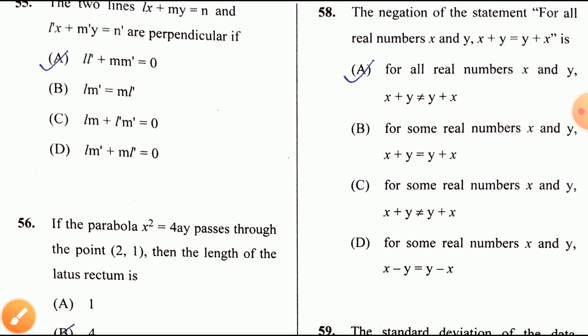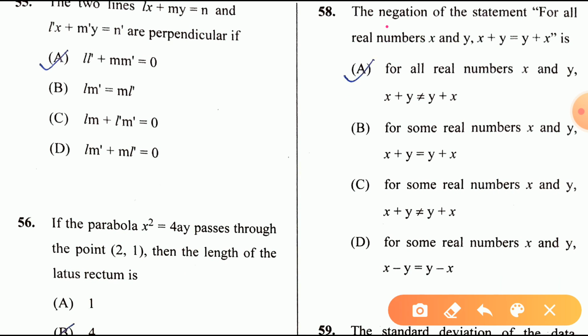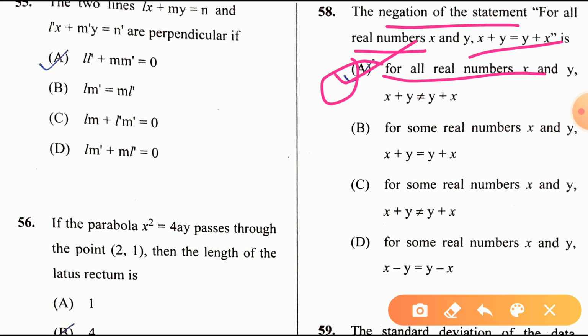Okay, next question number 58. The negation of the statement for all real numbers x and y, x plus y is equal to y plus x. The negation of this statement is the first one: for all the real numbers x and y, x plus y is not equal to y plus x.